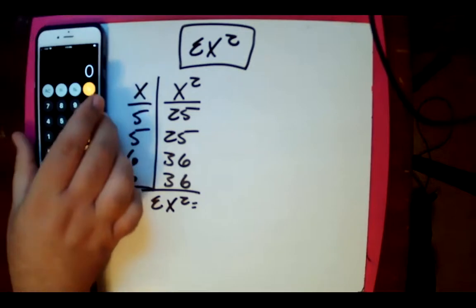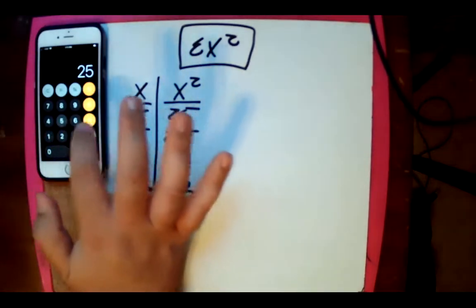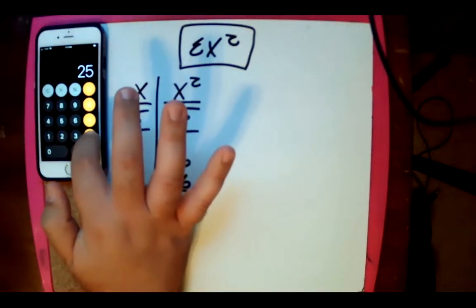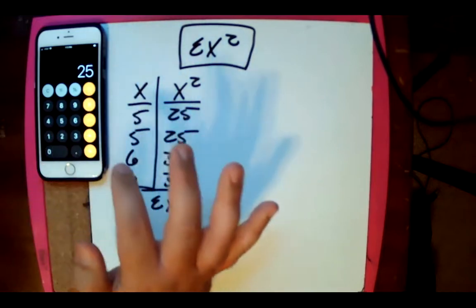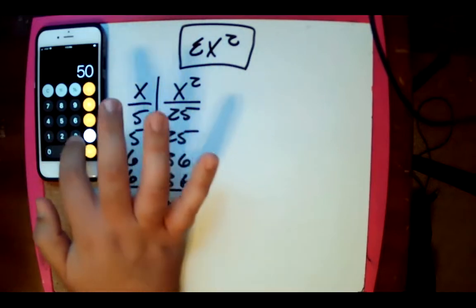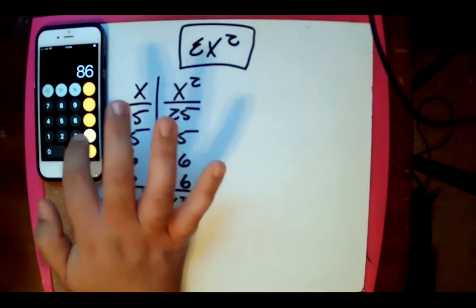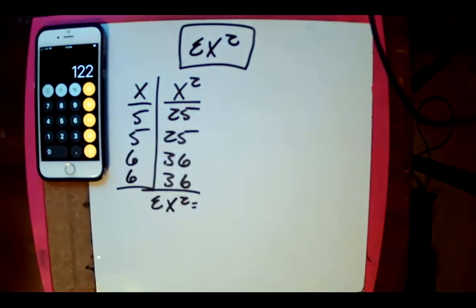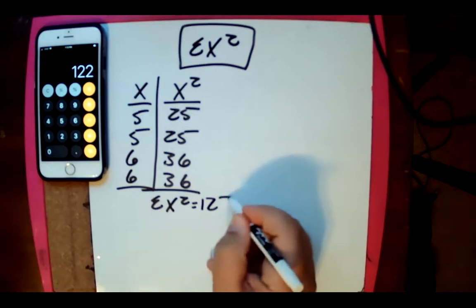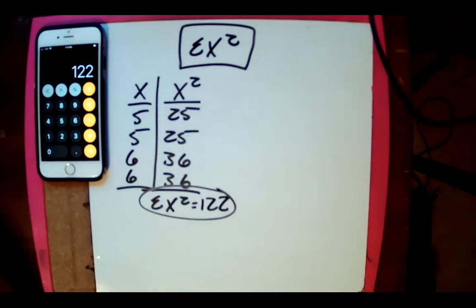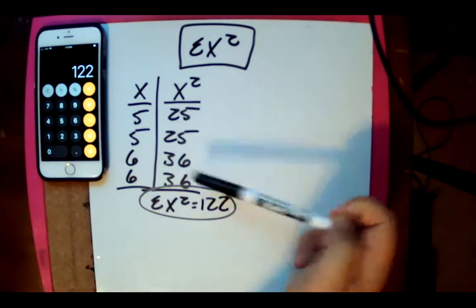There we go. So we're going to do 25, and you could probably do this in your head, but for those of you that can't, I'm going to go slow, right? 25 plus 25 plus 36 plus 36 equals 122. So there you go, right? There is the sum of squared x's, 122. All right, so there's a bit of new notation for you, the sum of the squared x's.